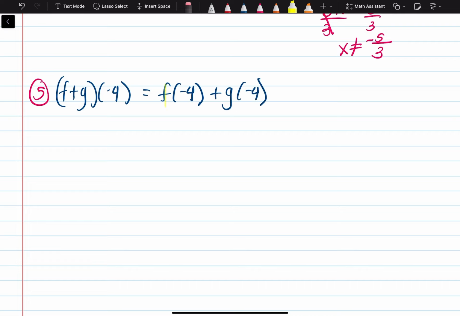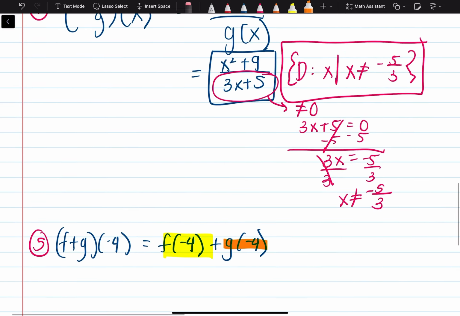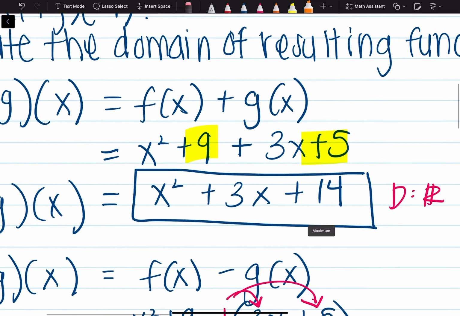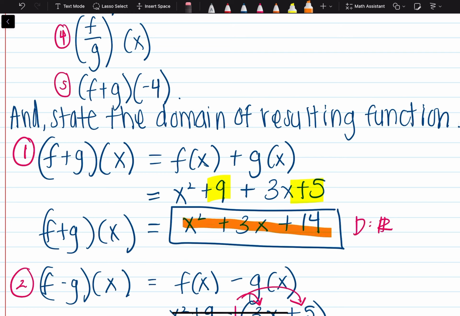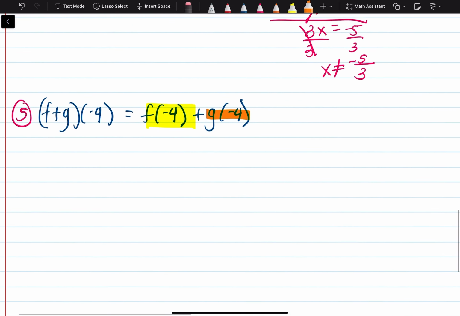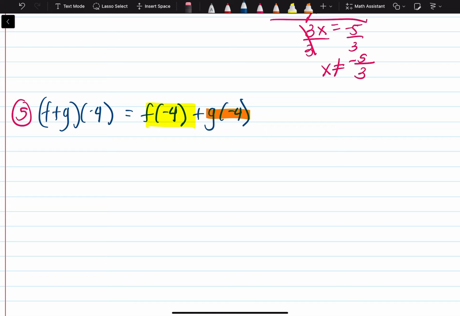You can first find what f of negative 4 is, and then find what g of negative 4 is, and then add those two answers up. Or you can just find the general one, which we already have right here, f plus g of x being x squared plus 3x plus 14, and then just substitute in for x the input that they give us. So I'll do it both ways to show you that. If I wanted to do it the first way, then I would take the function f and substitute a negative 4 into it. So that would give me negative 4 squared plus 9, which would simplify down to 16 plus 9, which is 25.